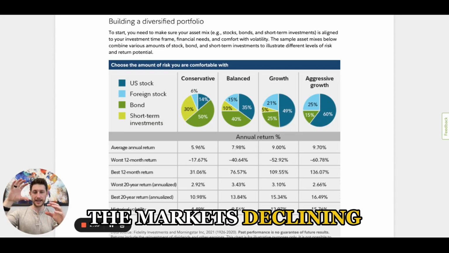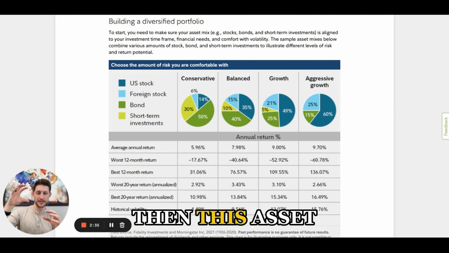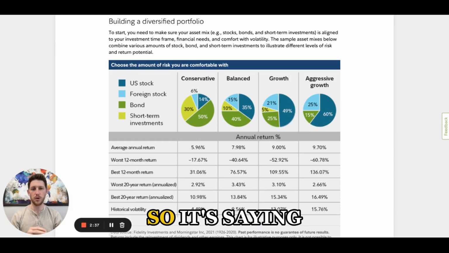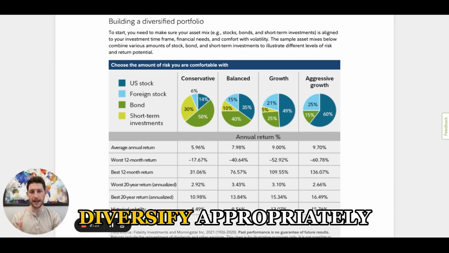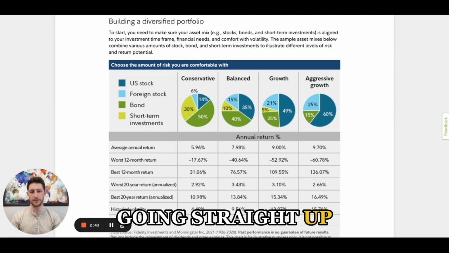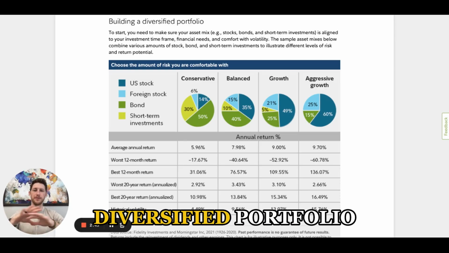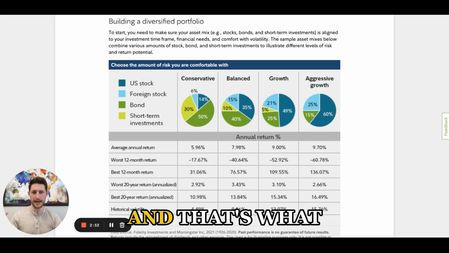So if the market's declining for this one, this asset actually performs better. It's saying that if you diversify appropriately, you will actually get better returns overall, instead of just going straight up in risk with a single high-risk asset class. So it's all about building a diversified portfolio, and that's what this is.